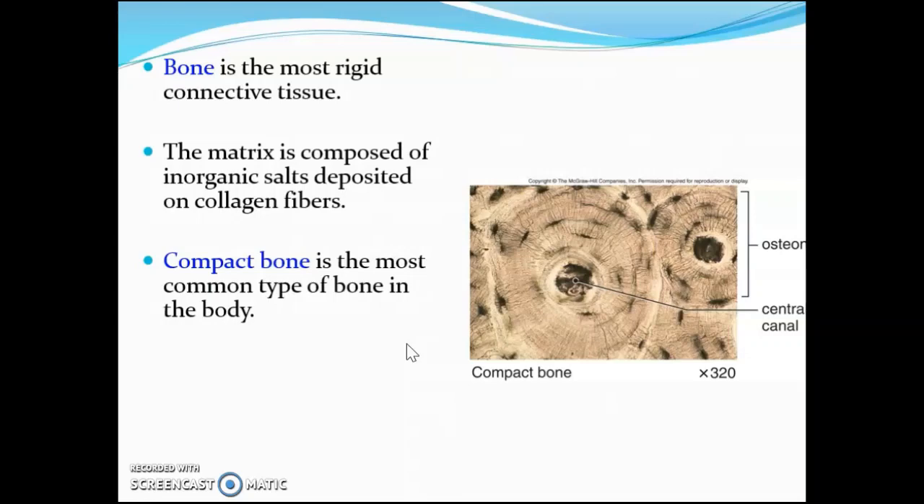Bone is the most rigid connective tissue, and the matrix of bone mainly consists of inorganic salt deposited on collagen fibers.